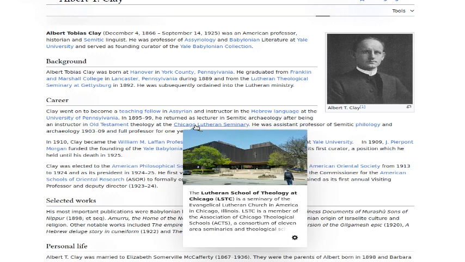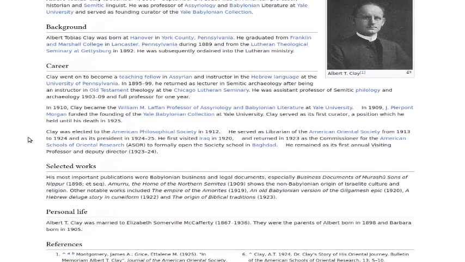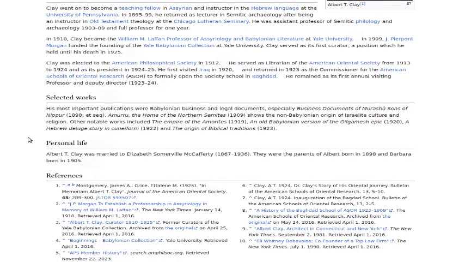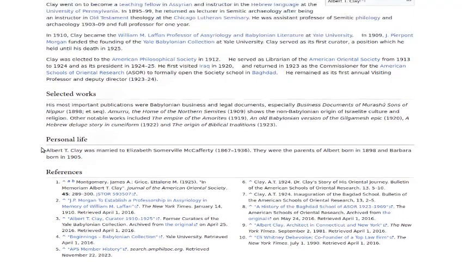He was assistant professor of Semitic philology and archaeology 1903 to 09 and full professor 1 year, and so forth. And he had a huge range of books we found online, at least 30 or more. Well, let's say 20 to 30. Here's his personal life, his references, note, external links.